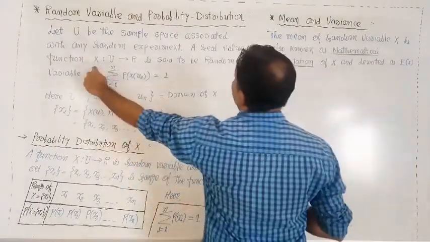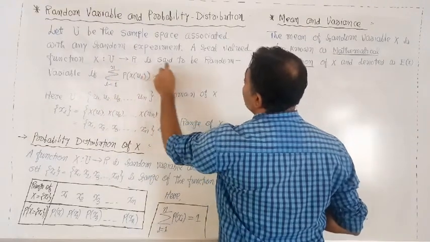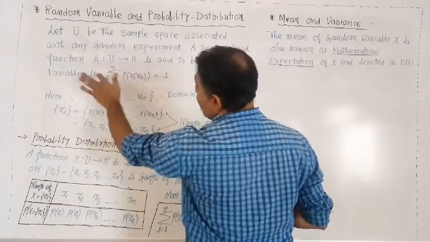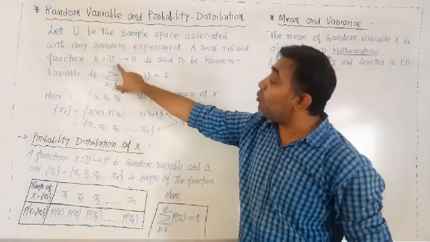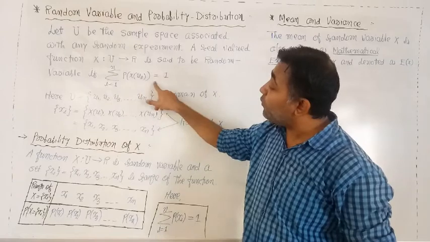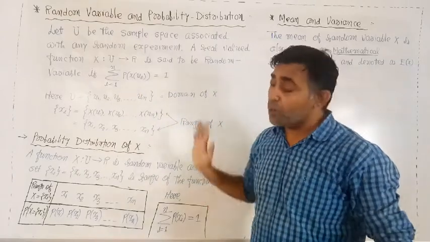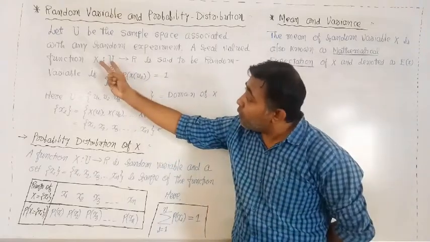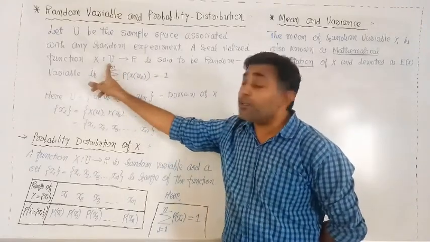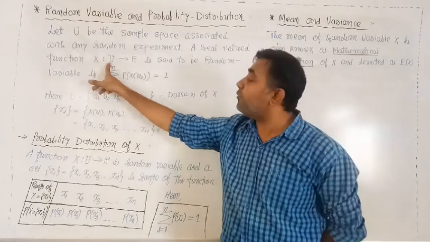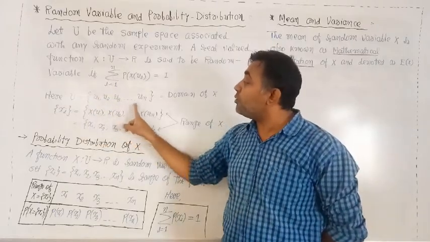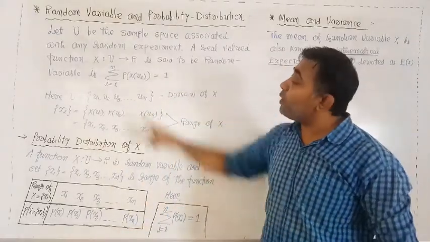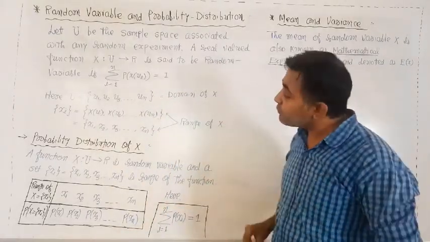A real valued function X from U to R is said to be a random variable if the sum, with i ranging from 1 to n, of the probability of X of ui is 1. Okay, so let us see what the meaning of this is. First of all, we see that U is the domain of the function as per the given function. So let us say u1, u2, u3 up to un are the elements of the domain of this random variable X.